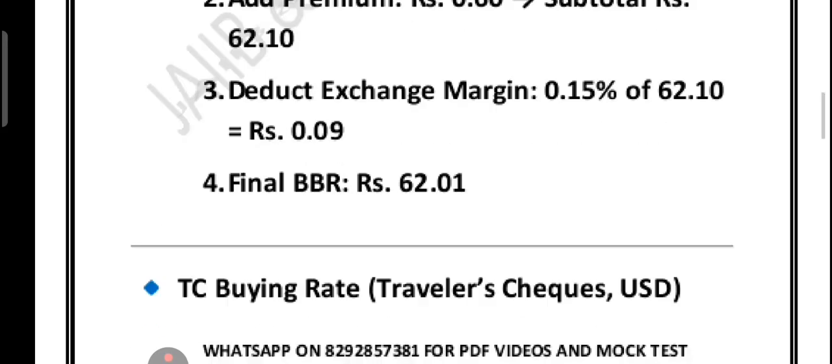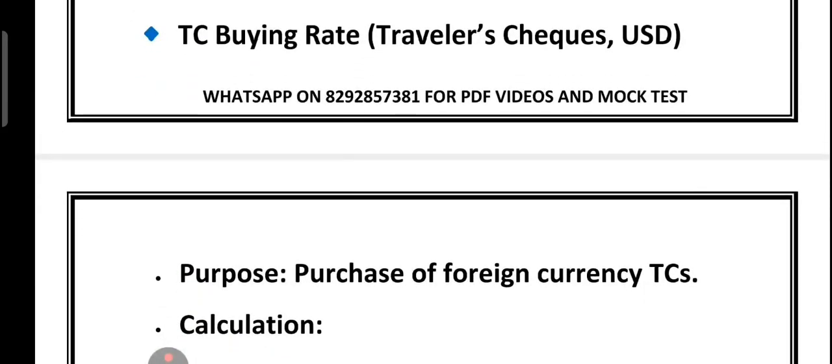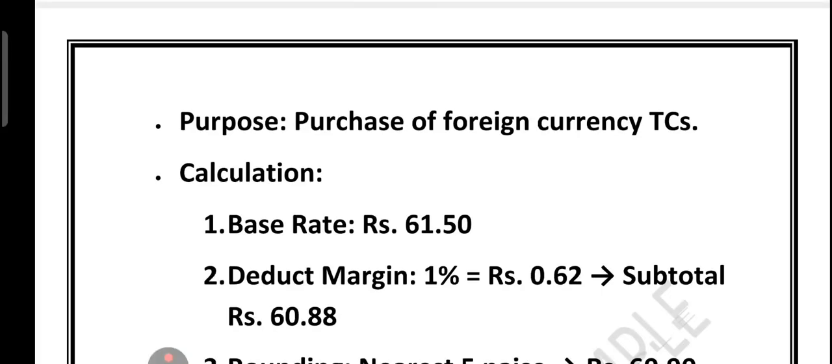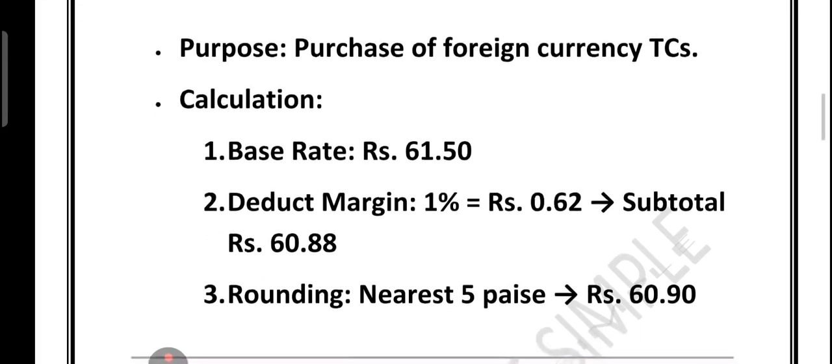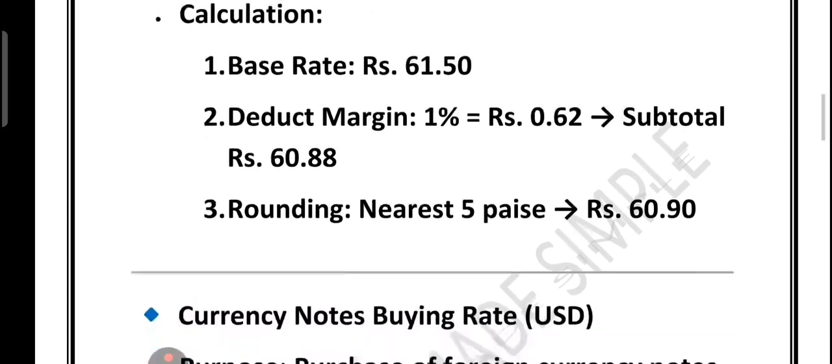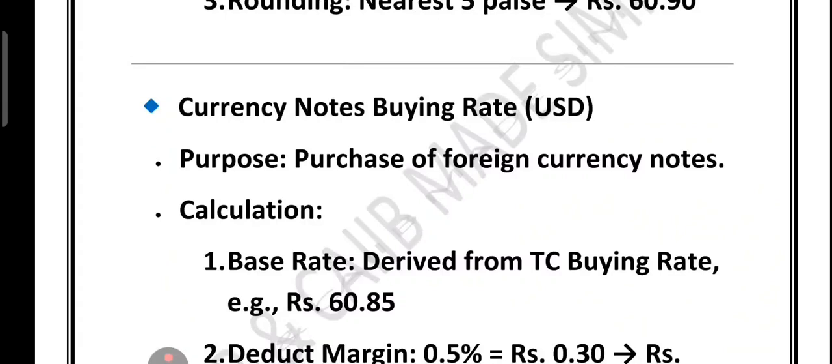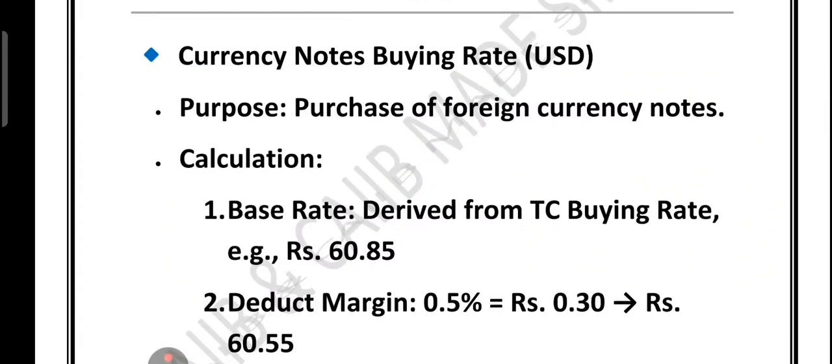Now friends, let's talk about the TT buying rate in terms of traveler check and dollar. Whenever we purchase foreign currency traveler checks, how do we deal with it? First of all, you take the base rate, deduct the margin, and round the subtotal to the nearest paisa. That's it. Now we have the currency note buying rate, CN. The purpose is simple: to purchase.